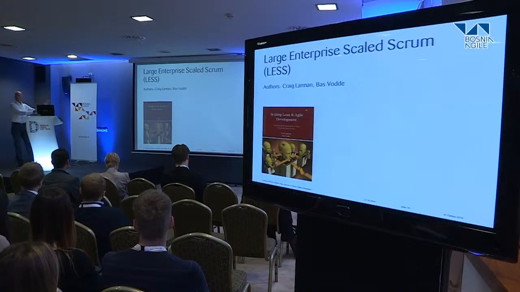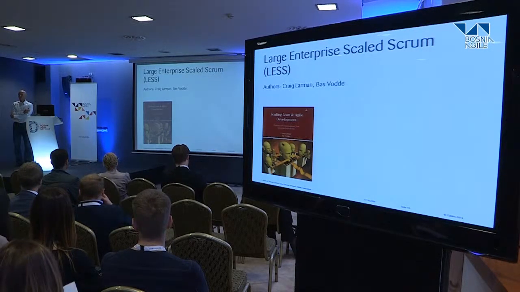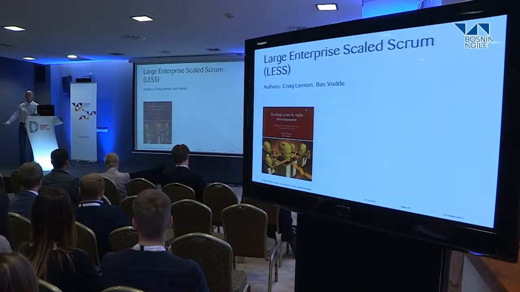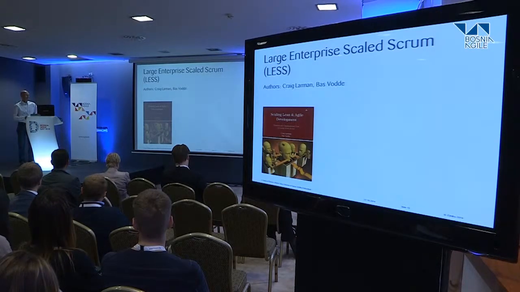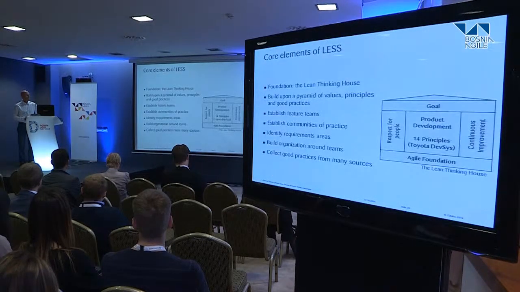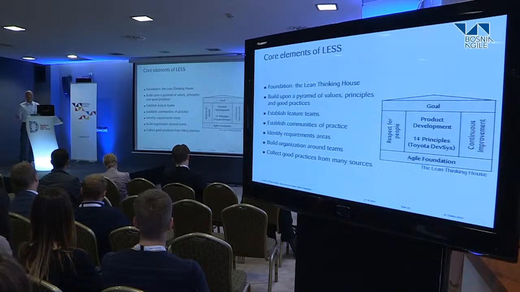So I cross the border to the next kingdom, the small kingdom called Large Enterprise Scaled Scrum. A nice thing is there is a good book behind it from Craig Larman and Bas Vodde, one of those in my stable beside the bed. It's worn out as well. And what I'm taking here are core elements as well as anybody else, so the lean house, building up a pyramid of values, principles, and good practices.